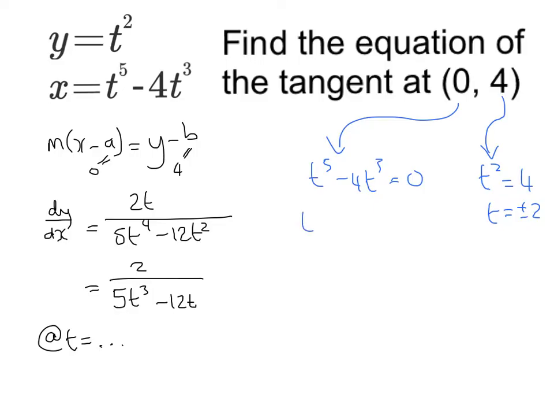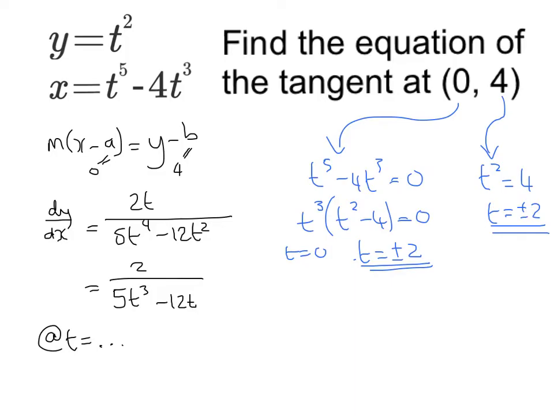What do I get from this equation? I can pull out t cubed, giving me t squared minus 4 is 0. So t is 0, well that's no good. That t is 0 doesn't match up with one of these. So the point where t is 0 would give me x is 0, but it wouldn't give me y is 4. The other bit of the equation gives me t is plus or minus 2. So actually I've got two t values I could be talking about here. So which one do I want? Well, let's do both and see what happens.